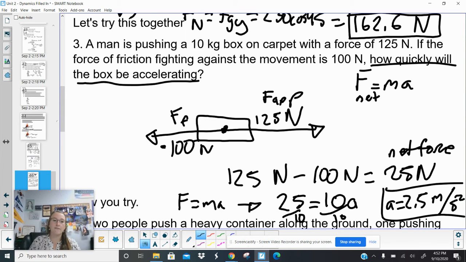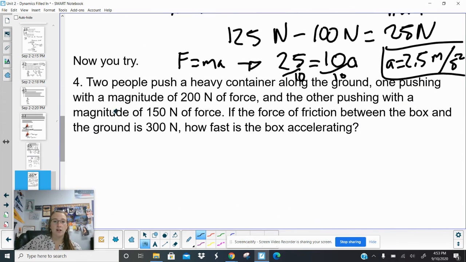So find the net force. Again, net force means with my negatives and my positive signs, what does it end up being? I plug in my force and the mass of the object, and I can find how fast it's accelerating. Go ahead and try it on your own now on this question.